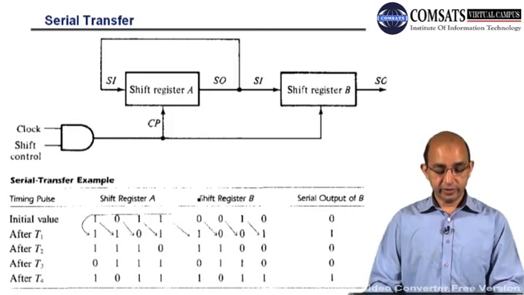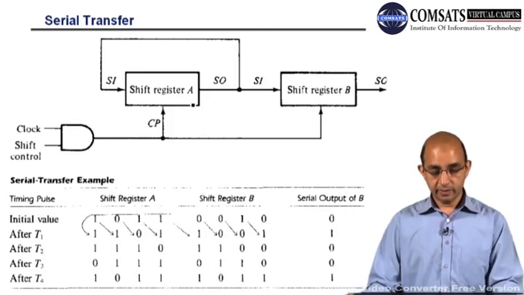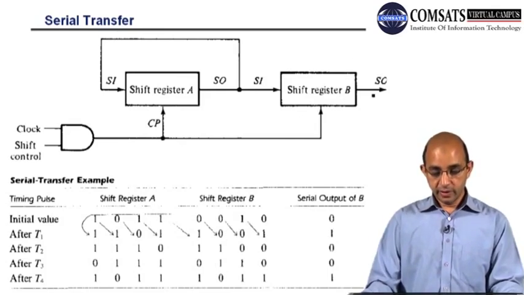On the arrival of the first clock, because we have to make a right shift, you can see that that one is going here, that zero is going here, and that one is going here. And because those registers are cascaded, that one will go here, zero here, zero here, and one here. And we will be having a one as the output, very next to the output, so we have a one here as an output.